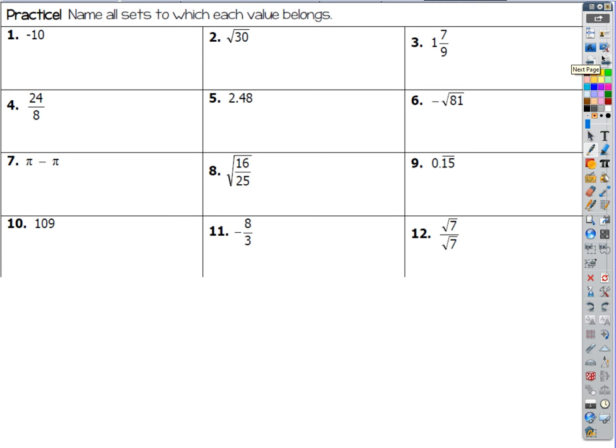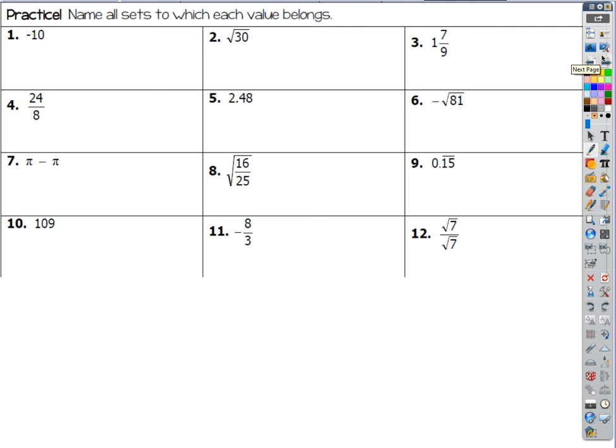All right, so real quick, I don't want to do too many of these because you'll get the hang of it. We want to name all the sets to which each value belongs, right? So what's a good strategy here? Let's take -10. What's the smallest subset that it's a part of? Integers, good, because it's not a whole number and it's not a natural number.